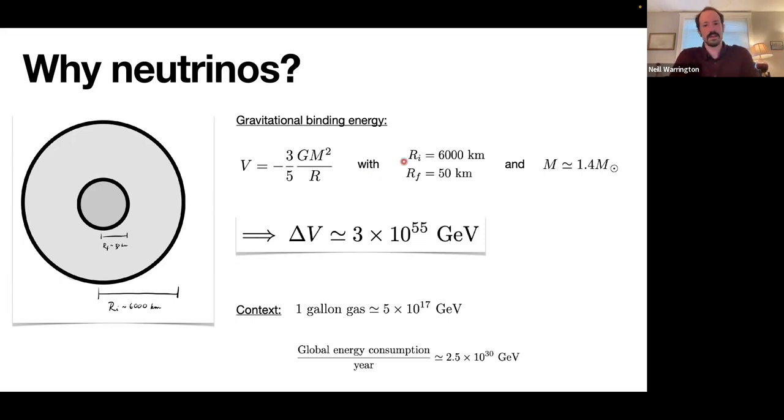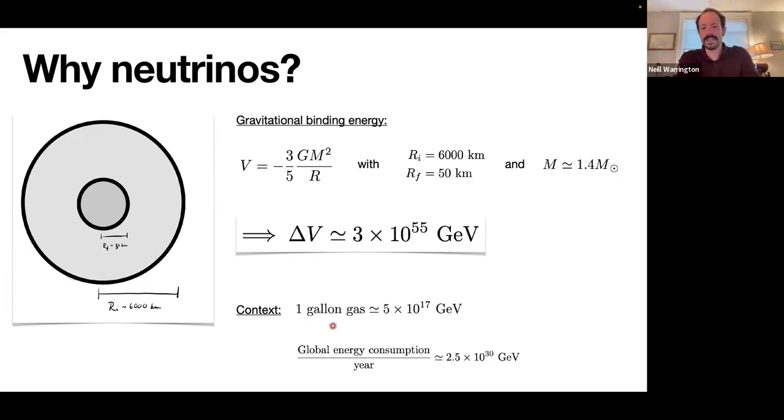So if you plug in the numbers, initial radius, final radius, and the mass, what you find is that as a result of core collapse, around 10^55 GeV is released. Now, this looks like a big number, and this is a big number, but the problem is it's unimaginably big. And the issue with unimaginably big numbers is that they're hard to imagine. So I've tried to give you a little bit of context about just how much energy this is.